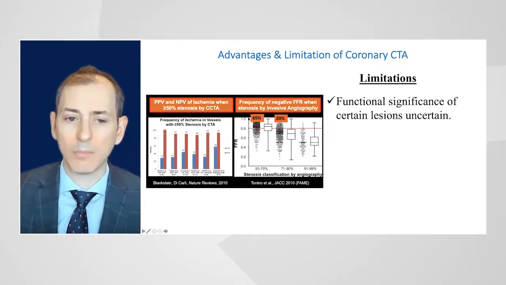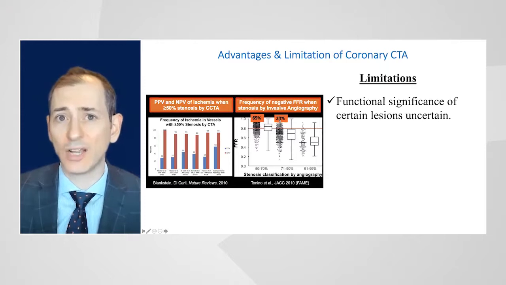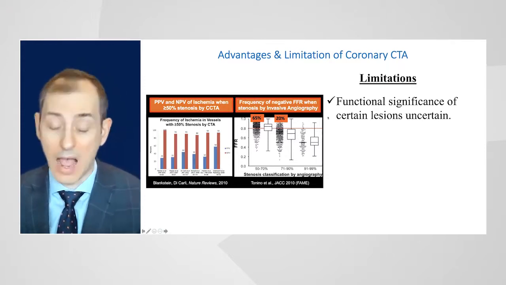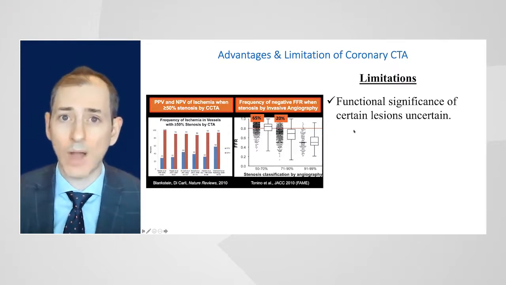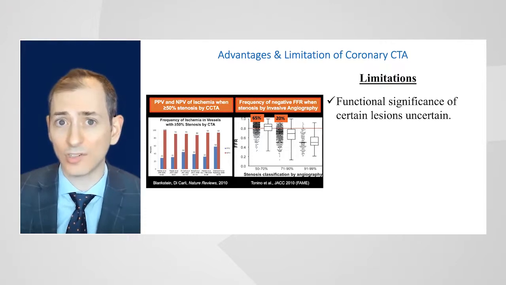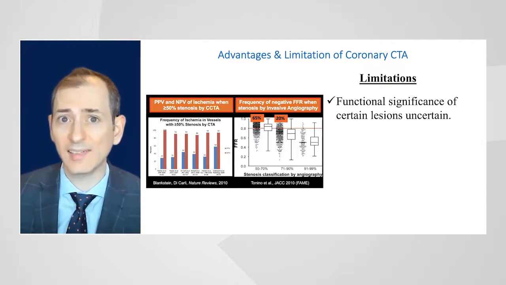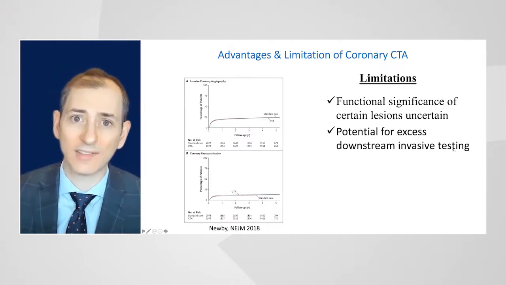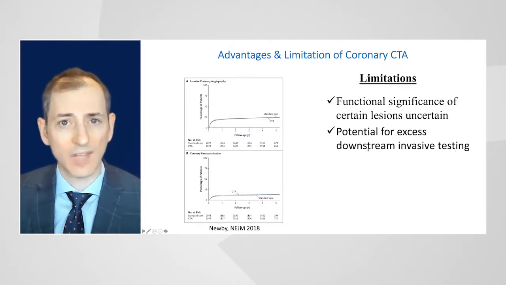So what is the problem with seeing an anatomical lesion and not knowing if it's causing ischemia, or being uncertain about how much stenosis it even causes? The problem was that, and this is something that we saw early on in the CTA studies and more so in the PROMISE study in the US, it may lead to what we would term excess downstream invasive testing.